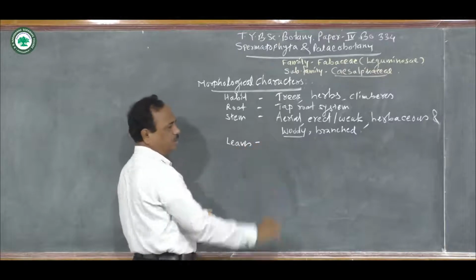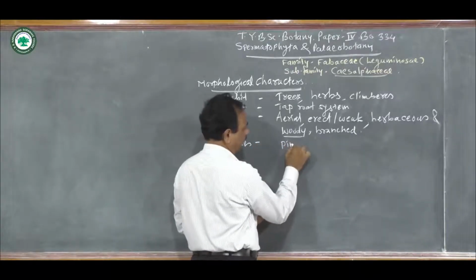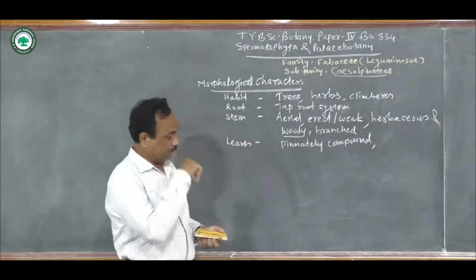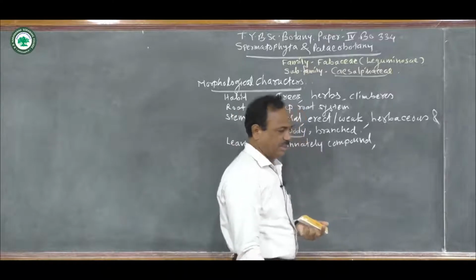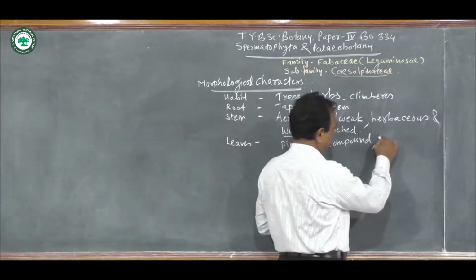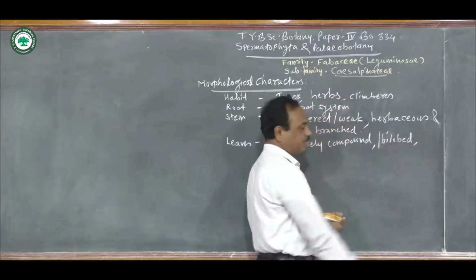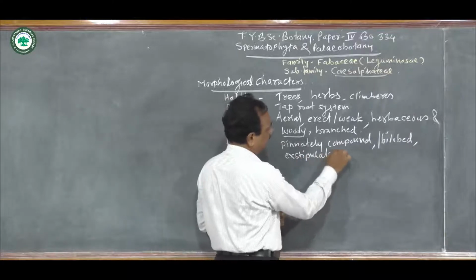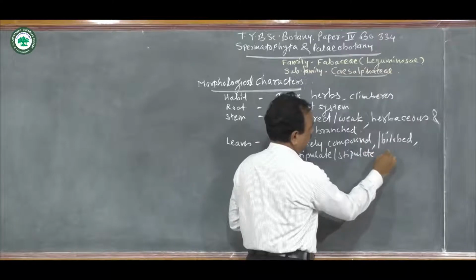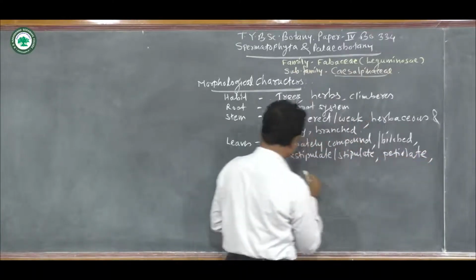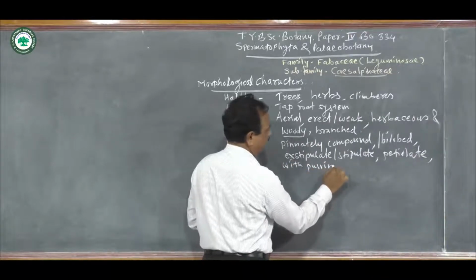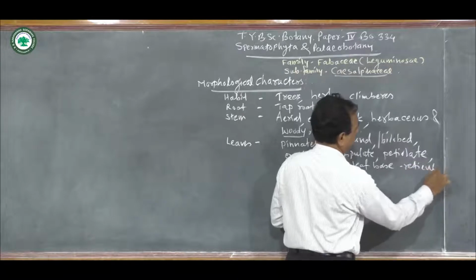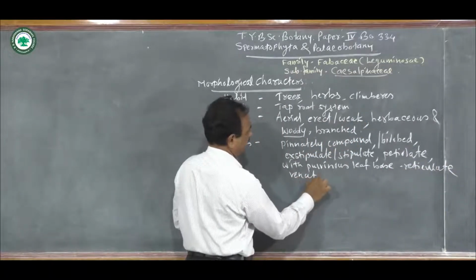If we see the leaves, they are pinnately compound. For example, in Tamarindus the leaves are pinnately compound, also in Cassia fistula. Sometimes bilobed leaves are present, for example in Bauhinia racemosa. They may be exstipulate or stipulate in some plants, petiolate with pulvinous leaf base, and they show reticulate venation. As it is a dicot family, reticulate venation is present.